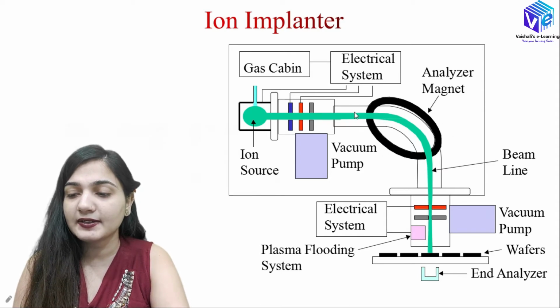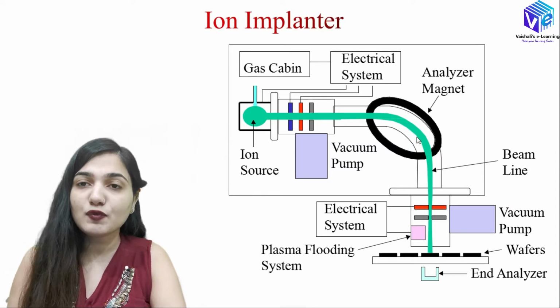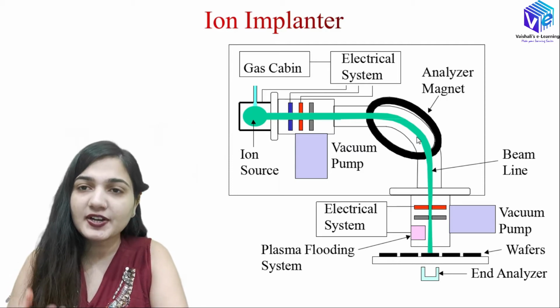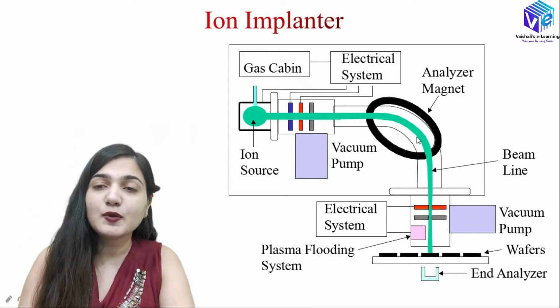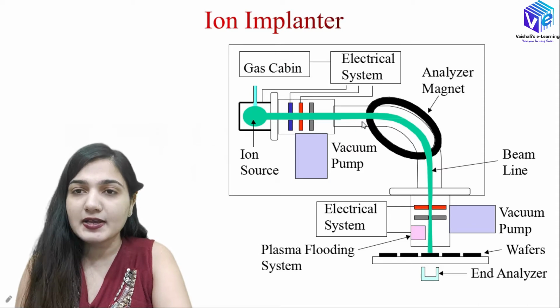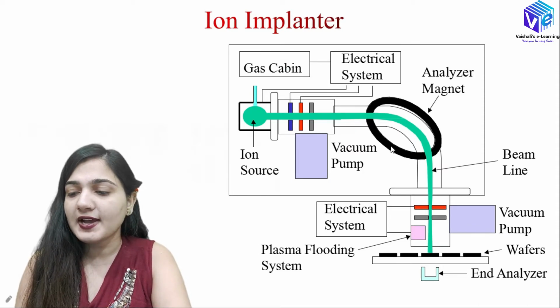The analyzer magnet is rotating the path of the ions, because the ions which are moving make a current. I can change the direction of the current with the help of magnets. The magnetic field changes the direction of the current, and the moving ions are treated like a current. So this is the role of the analyzer magnet.